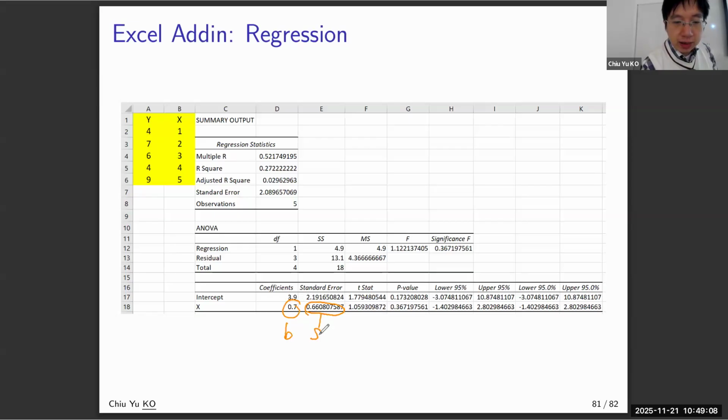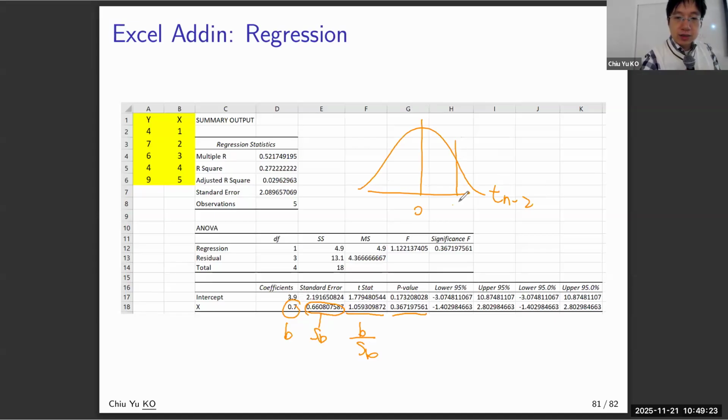This is S of B, and this is simply B over S of B, right? And this is the P value. The P value comes from this, T with n minus 2 degrees of freedom, centered at 0. This is the T, and it's actually this area times 2, okay? To be exact, this T is 1.9, so you can check.